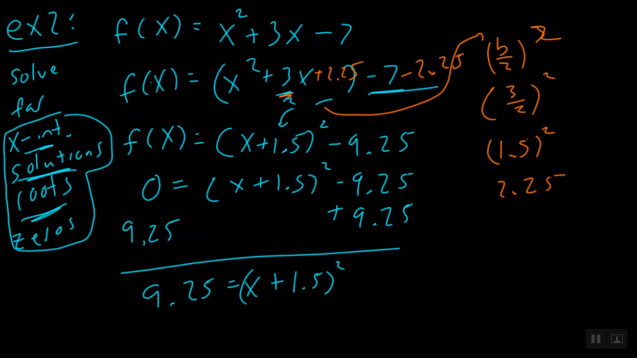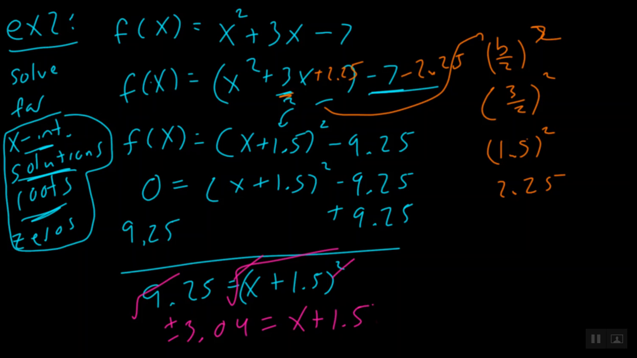And think back, how in the world do you get rid of a square? Well, of course, we're going to take the square root of both sides. And here's where you're definitely going to need a calculator, because the square root of 9.25 is a tricky number. It's going to be plus or minus 3.04 is equal to x plus 1.5, and just x plus 1.5. Remember, our square and our square root canceled each other out.